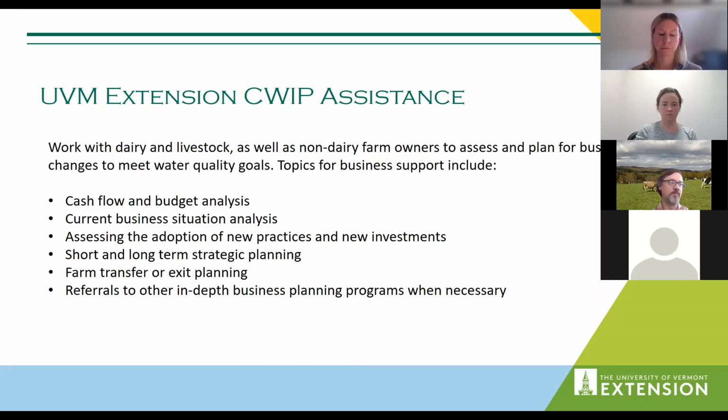So our Ag Business program, what we do is we'll work with all dairy and livestock as well as non-dairy farm owners to assess and plan for business changes to meet these water quality goals that they have on their farms. Topics for our business support include cash flow and budget analysis, current business situation analysis, assessing the adoption of new practices and new investments, short and long-term strategic planning, farm transfer or exit planning, and referrals to other in-depth business planning programs when necessary. There are a lot of programs in the state that we can basically identify for farms in the case that they should fall into the category of supports that these agencies and departments work in.